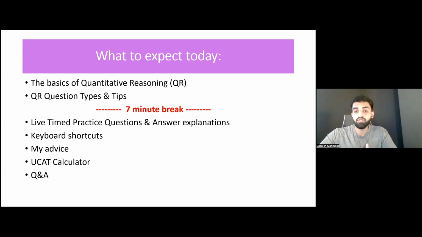It's not as simple as the exams you do in school where you just answer the questions. There are other techniques with how you answer them and whether you skip questions, et cetera, and we'll go into those today. There's quite a lot of question types in QR. You've had the talk on verbal reasoning and, I believe, decision-making so far. In QR, there are so many question types compared to the other two, so it will take a while to get through those, which is why I put a 7-minute break in.